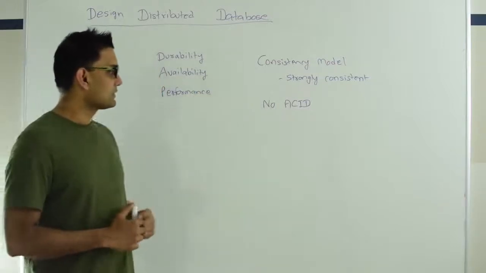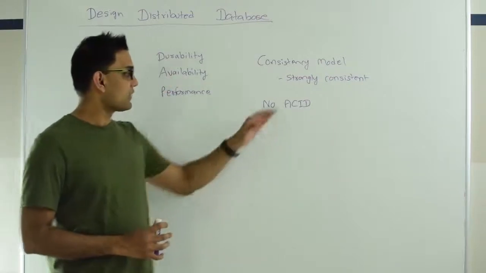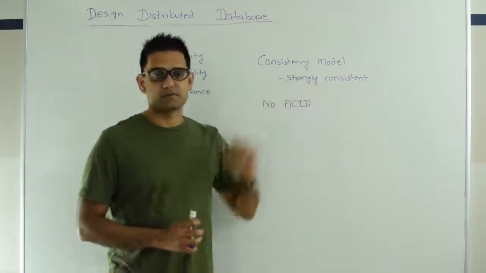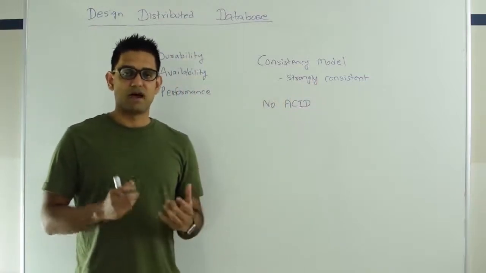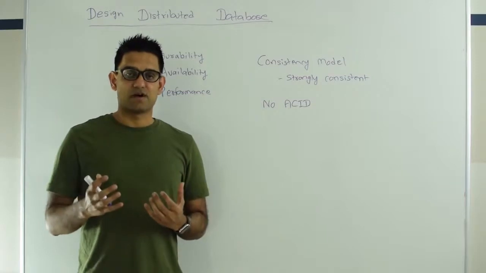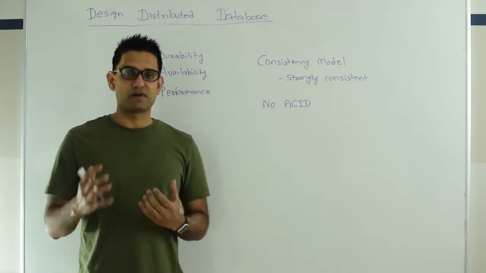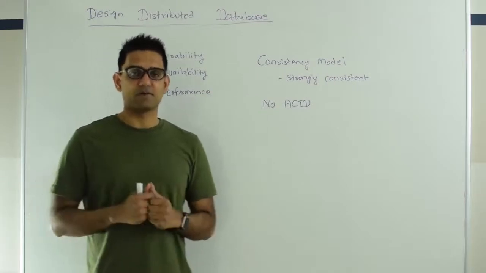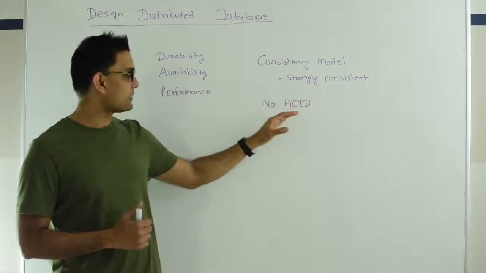Next, let's talk about the consistency model. So the database which we are going to design today is going to have the strongly consistent property. What does strongly consistent mean? It means that a read after the most recent successful write will always see the results of that write. And then our database is not going to support ACID properties.